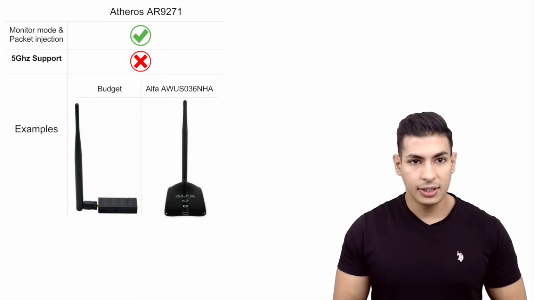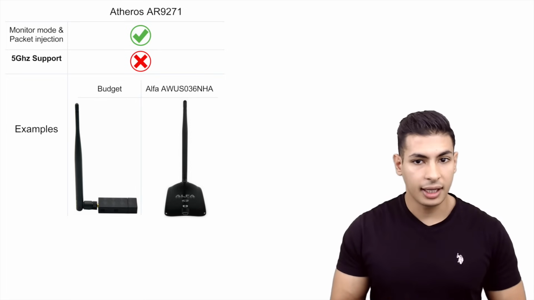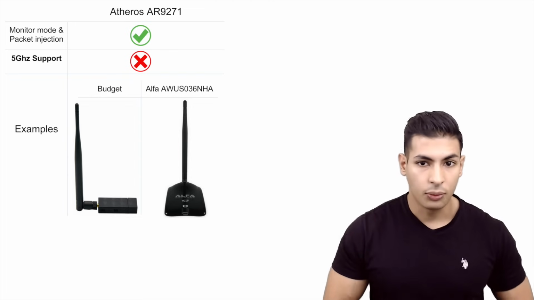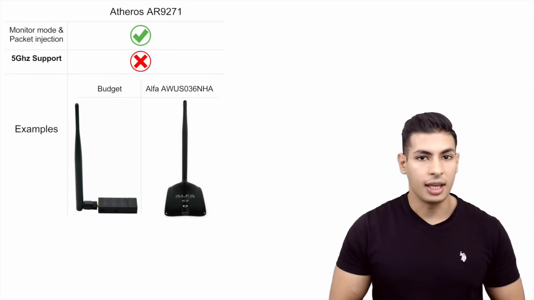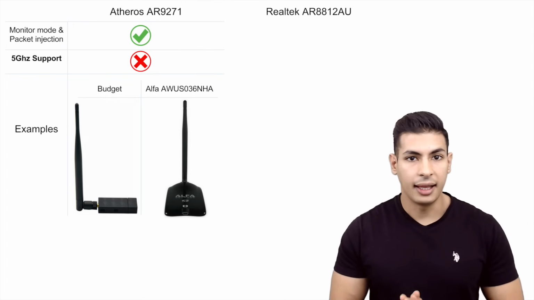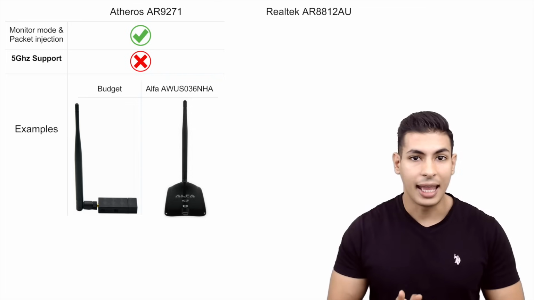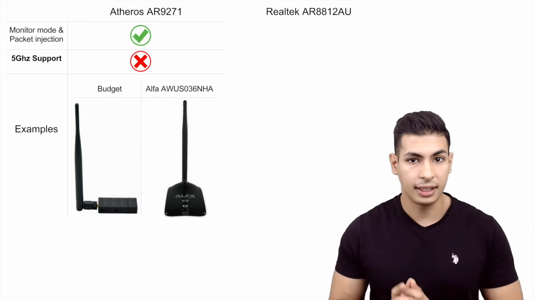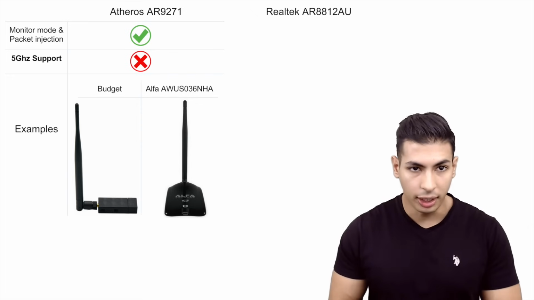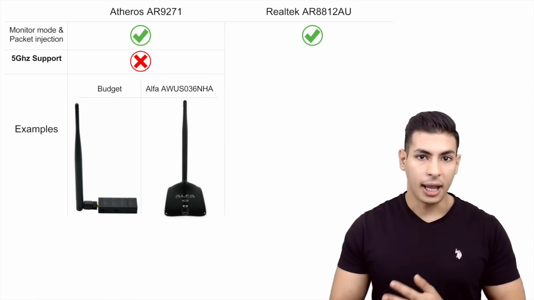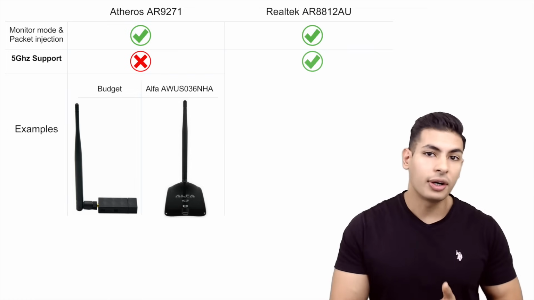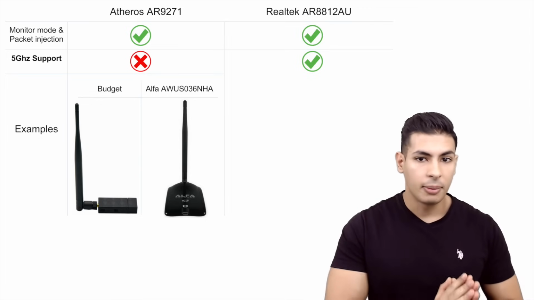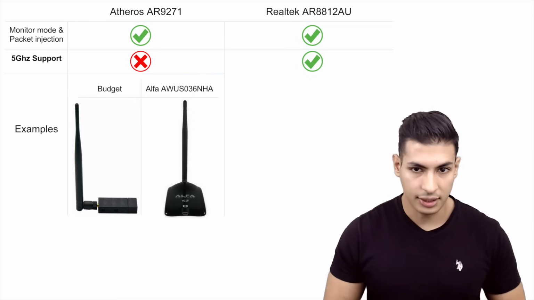The only problem with this chipset is it only supports the 2.4 gigahertz frequency. It doesn't support the 5 gigahertz frequency, which brings me to the next chipset, which is a chipset made by Realtek, and its model is 8812AU. Now, this chipset only got its support in Kali Linux in Kali Linux 2017.1. This chipset supports monitor mode, packet injection, and 2.4 and 5 gigahertz frequency. So it's everything that the Atheros chipset did, plus it supports the 5 gigahertz frequency.